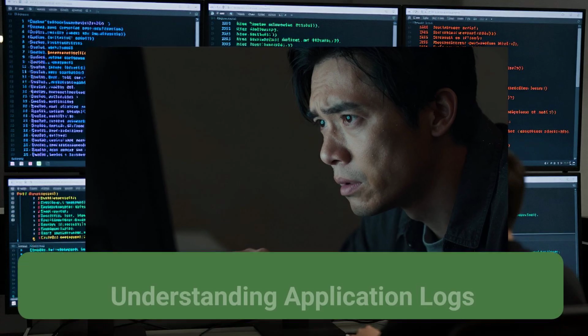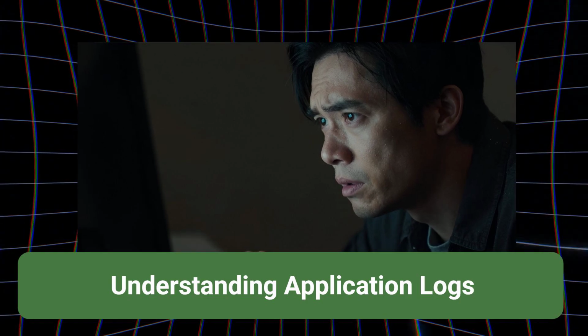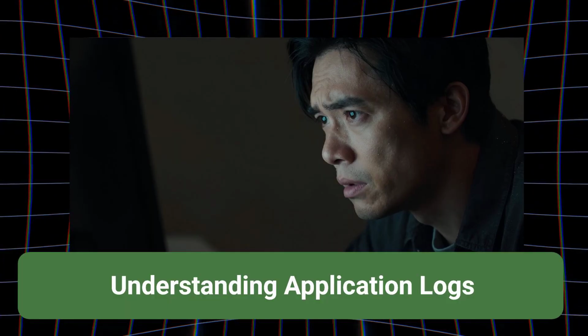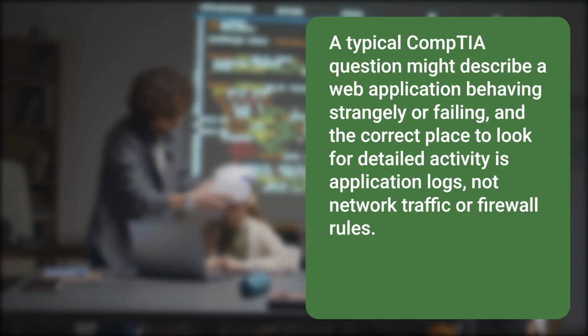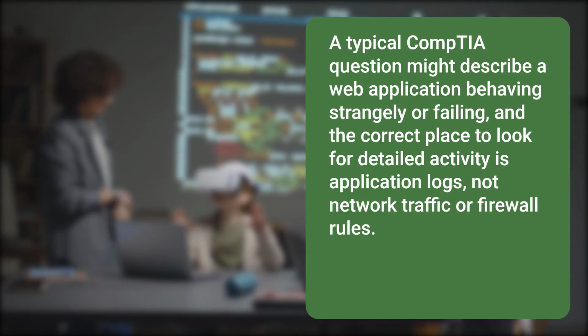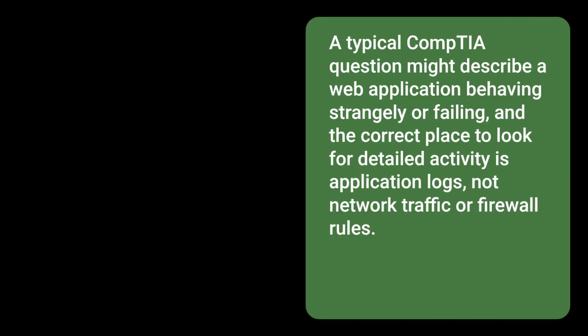Application logs capture events generated by software, such as errors, user actions, and system messages, which help identify crashes, misuse, or exploitation. A typical CompTIA question might describe a web application behaving strangely or failing, and the correct place to look for detailed activity is application logs, not network traffic or firewall rules.